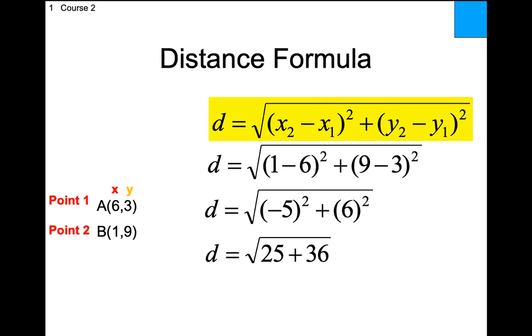Positive number is important because remember, we are measuring distance. We can't have a negative answer for distance. All right, so 25 plus 36 is 61. We plug that into our calculator.